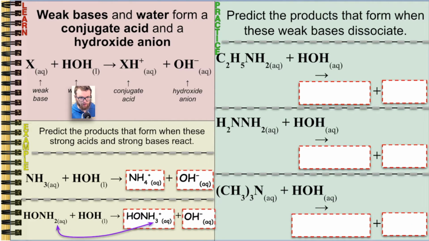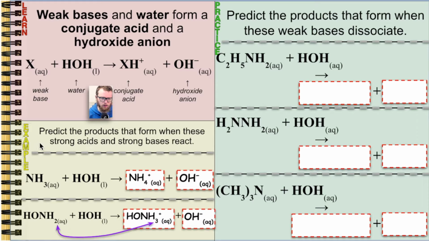Okay, on slide 14, weak bases and water form a conjugate acid and a hydroxide anion. So we start with a weak base. X just stands for whatever the base is. And then when we add water, H2O, which has 2 hydrogens and 1 oxygen, it's liquid. That becomes, after the arrow, XH plus, which is our conjugate acid, which means one of these hydrogens came off water and got stuck to our base, represented by X, plus OH minus, that is the hydroxide anion.